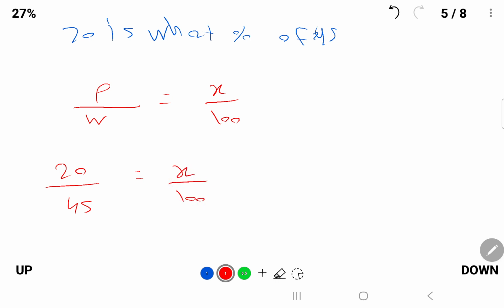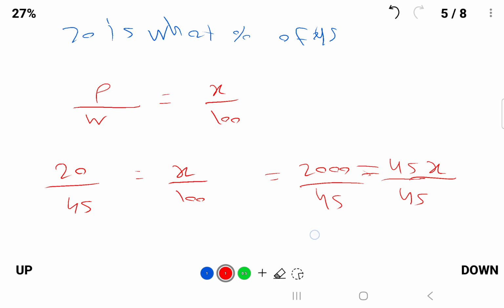Now 100 times 20 is equal 2000, equal 45x. Now we divide both sides by 45. Now 2000 divided by 45 is equal 44.44. So this is the final answer.